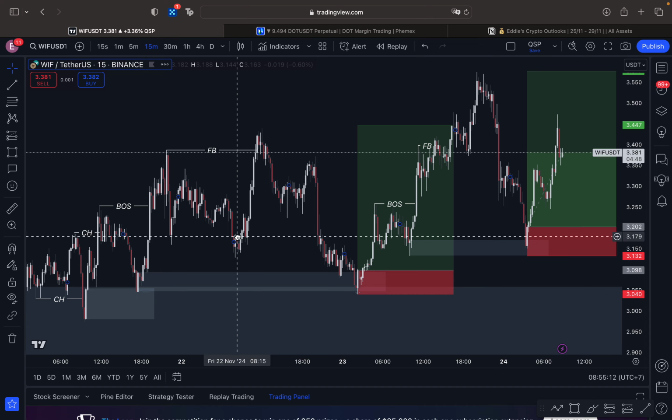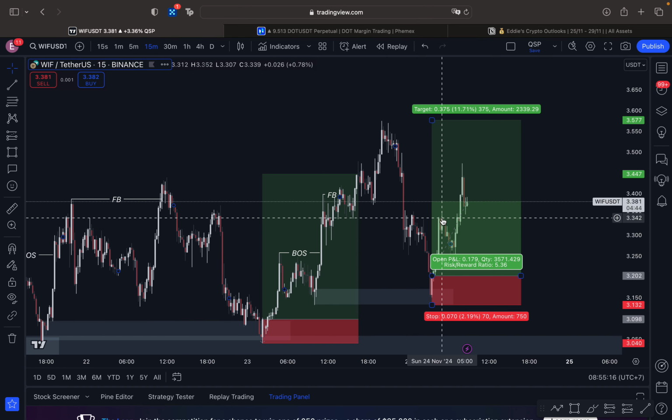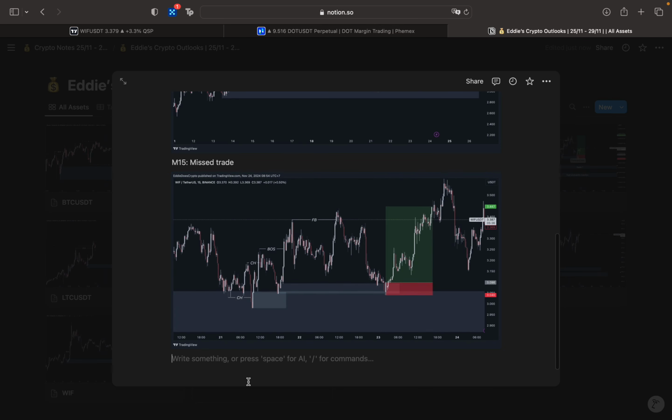So just from this one demand zone reaction on the H1, we had 2 trades, and that's potentially 11 RR. So I'm gonna mark that out. Missed trade, M15, missed forward test.